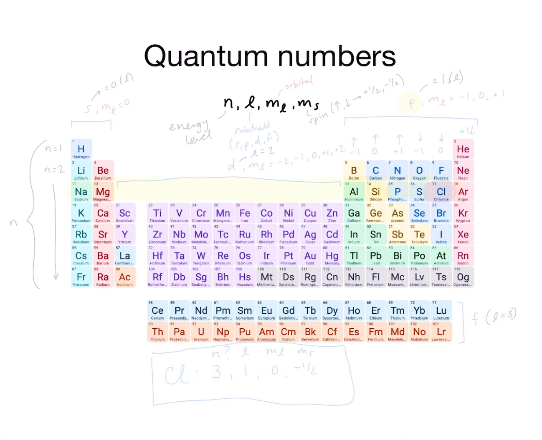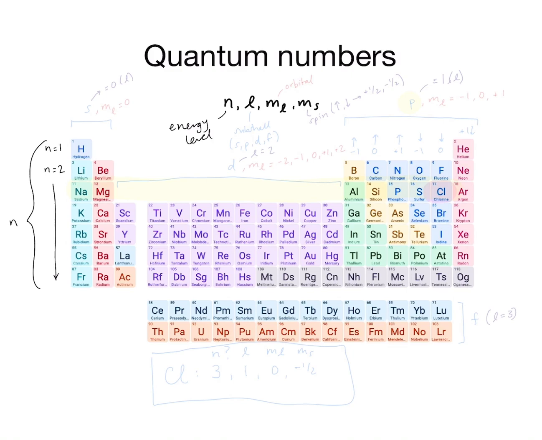The first quantum number is n, or the principal quantum number, and this tells us the energy level or shell. We can determine this using the different rows in the periodic table, or periods. So our first period is n equals 1, our second period is n equals 2, and this continues down the entire periodic table.